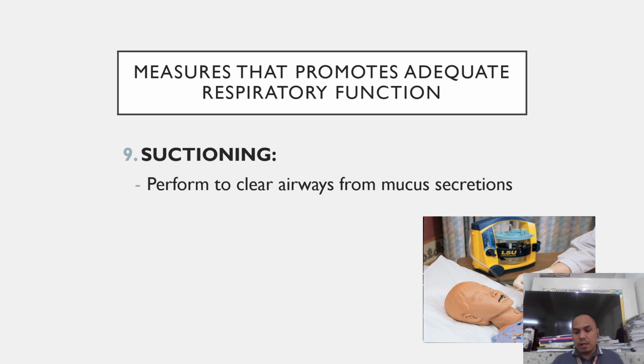Suctioning is performed to clear the airways of mucus secretions. When our client has difficulty handling their secretions, or has an artificial airway in place, suctioning may be necessary to clear the air passages. As I said, suctioning is the aspiration of secretions through a catheter connected to a suction machine or wall suction outlet. Even so, the upper airways, which are the oropharynx and nasopharynx, are not sterile. Sterile technique is recommended for all suctioning to avoid introducing pathogens into the airways.